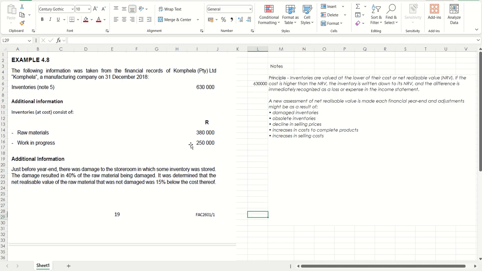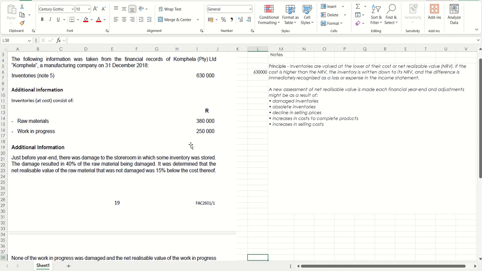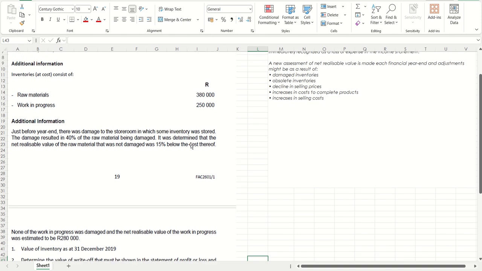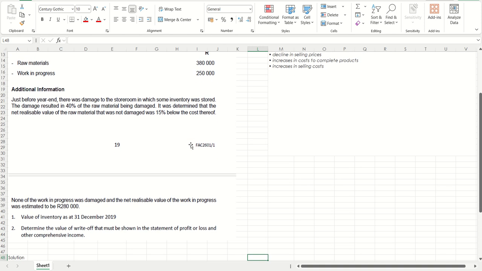Then they say that just before year end, there was damage to the storeroom in which some inventory was stored. The damage resulted in 40% of the raw materials being damaged. It was determined that the net realizable value of the raw material that was not damaged is 15% below the cost thereof. None of the work in progress was damaged, and the net realizable value of the work in progress was estimated to be 280,000.